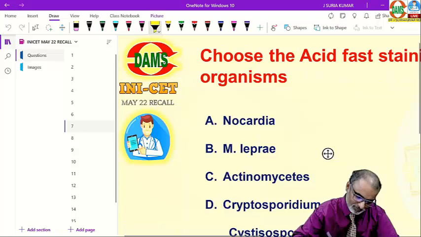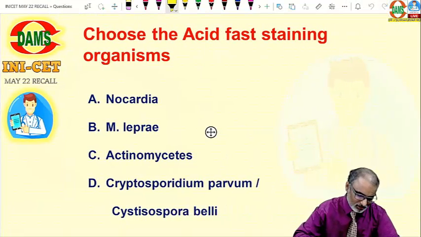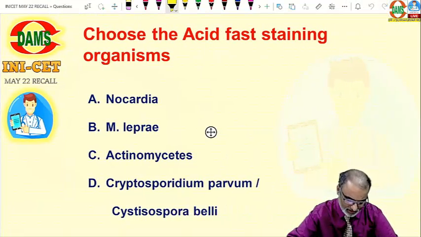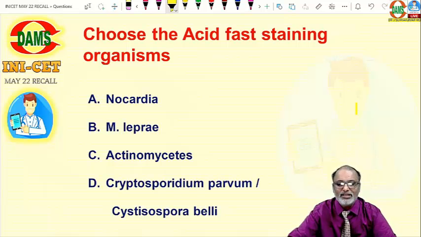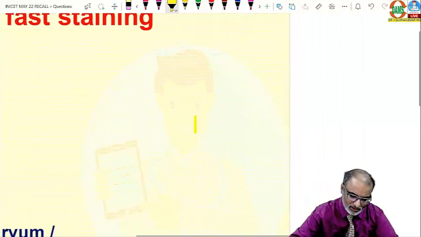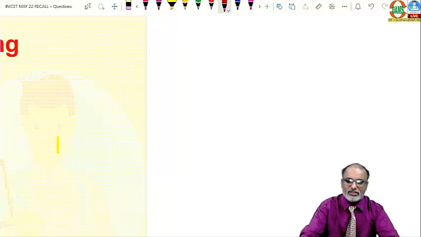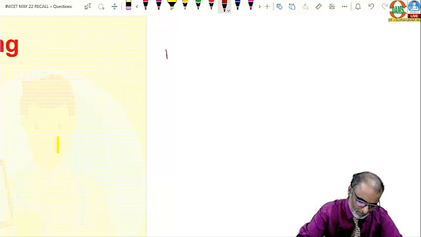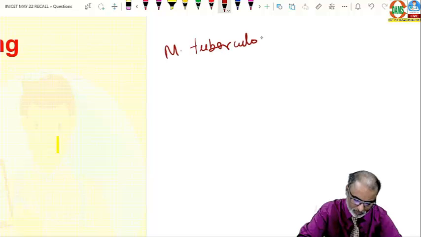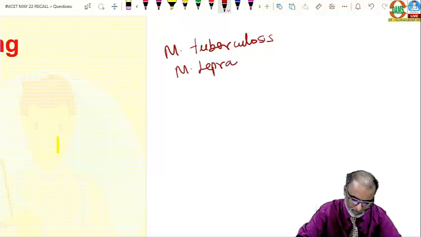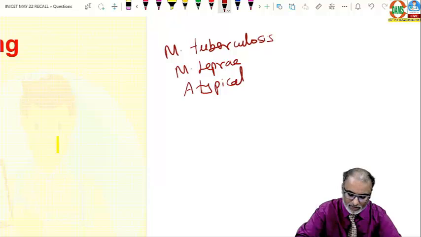Next is, choose the acid fast staining organisms. So we must know the list of acid fast organisms. Here is the list. You can make it all kinds of mycobacterium. That's the number one example. Mycobacterium tuberculosis, Mycobacterium leprae, atypical mycobacterium.